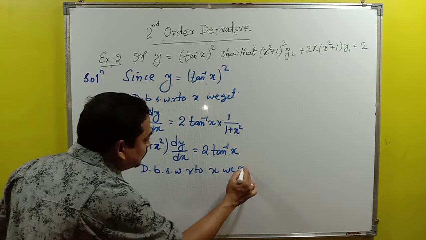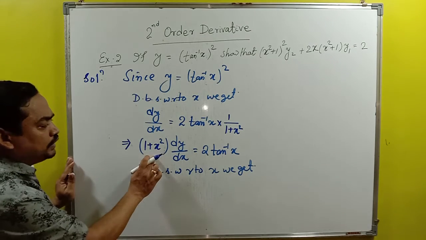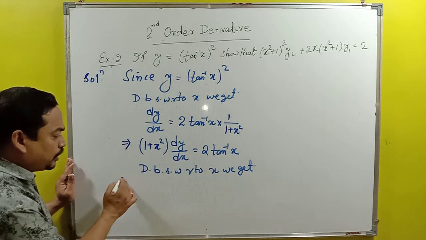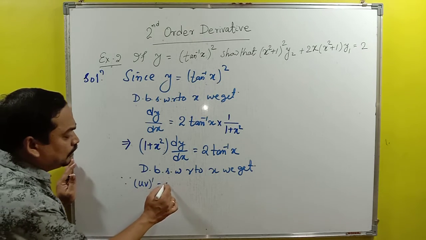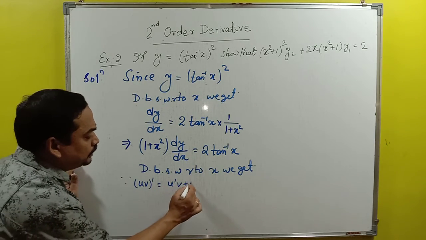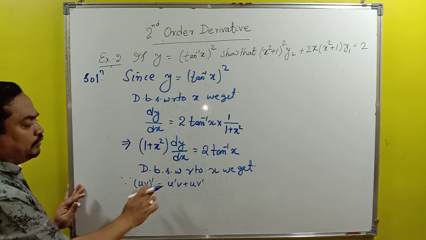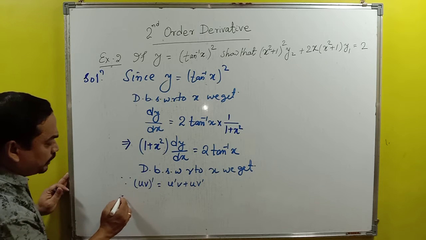What will we get here? Two functions, u and v, so the product rule will be applied. What is the product rule? (uv) dash is equal to u dash v plus u v dash. The first function's derivative with the second kept constant, plus the first kept constant with the second's derivative. So by this rule, what can we write?